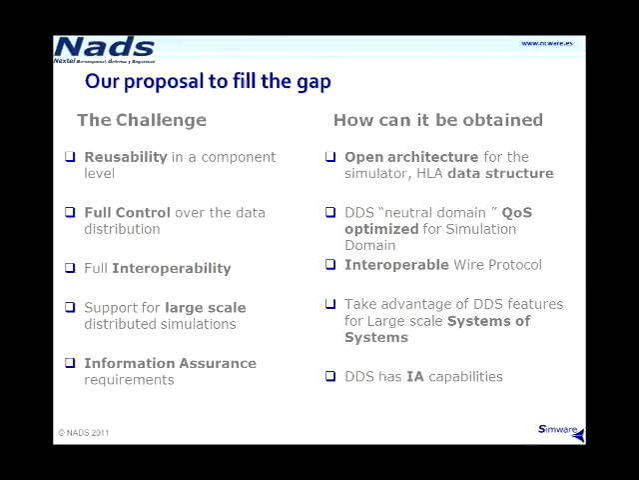For interoperability, we can do it in two ways, as was mentioned before. We can interoperate HLA and DDS, and we can interoperate into DDS. Finally, for information assurance, DDS offers in its standard an information assurance section, currently in beta state.